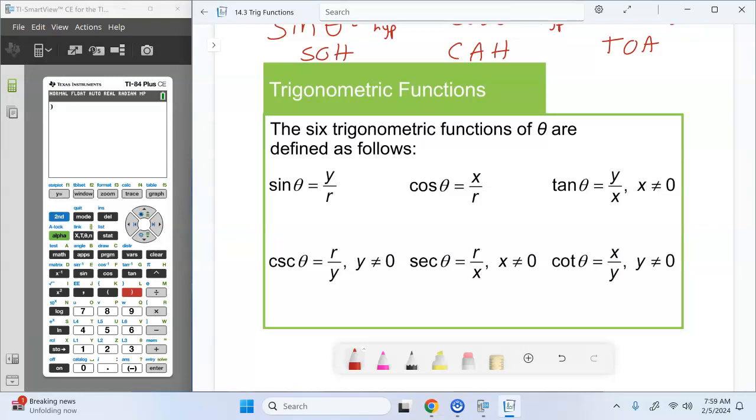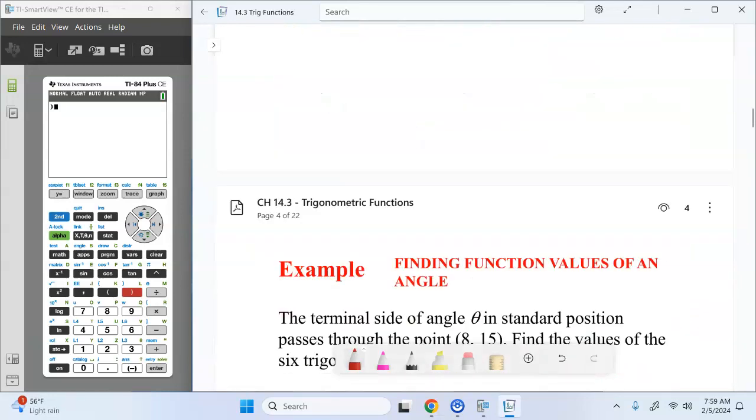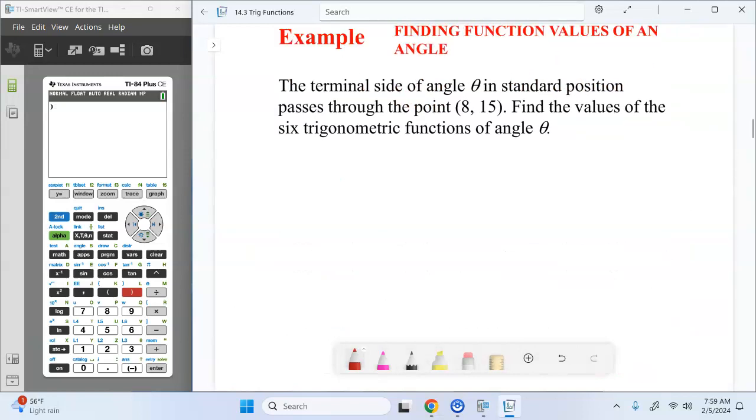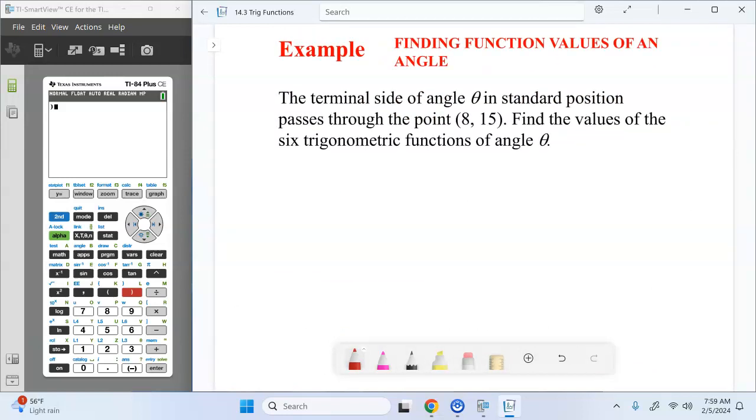So we're going to start off with finding a lot of those, given some criteria. So there'll be a lot of find the 6 trigonometric functions. Find sine, cosine, and then we're going to continue to build and build and build. So right now we're just doing some ratios. The terminal side of angle theta in standard position passes through the point 8, 15. We want to find the values of the 6 trigonometric functions.